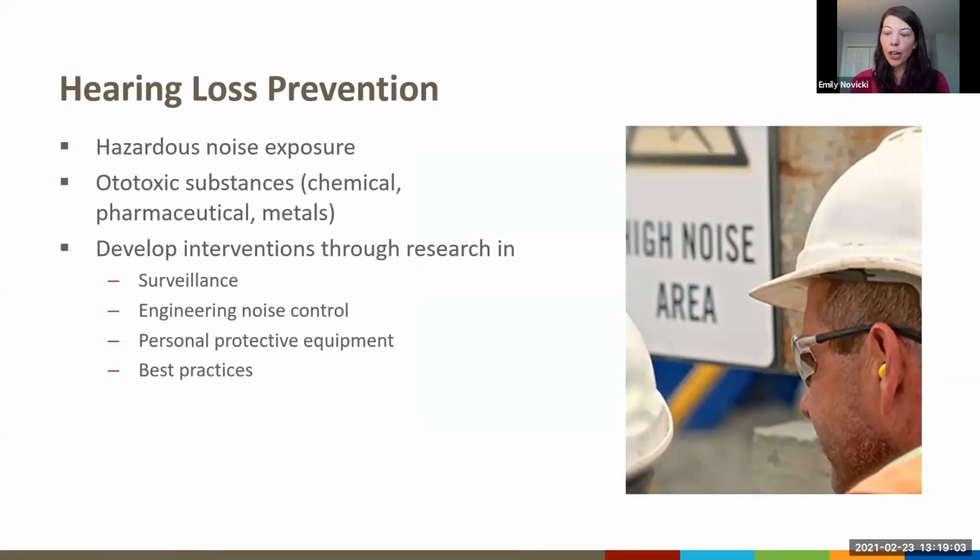Hearing loss prevention is pretty straightforward. And so one thing that I want to note here is that it includes both hazardous noise exposure and what they call ototoxic substances. So these are like chemicals that can damage your hearing. So both things are important from our perspective for hearing loss prevention.